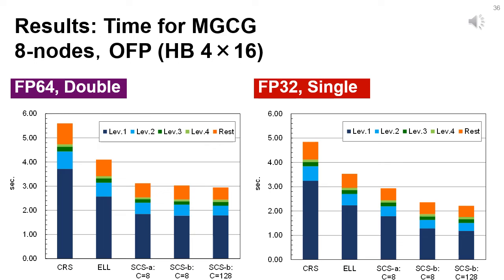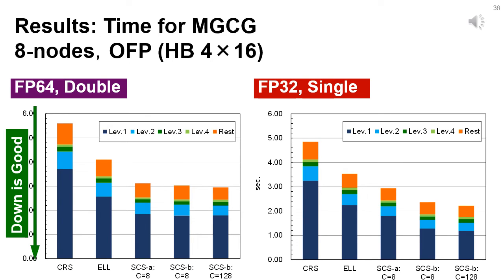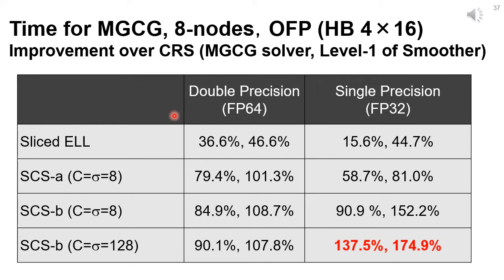These two figures show time for MGCG with 8 nodes of OFP for double precision and single precision. Improvement of performance of MGCG solver over CRS on OFP is shown in this table. Generally, improvement of performance by SCSB is excellent, and the effects are more significant in FP32 cases.